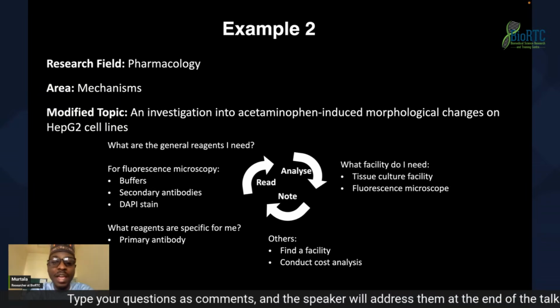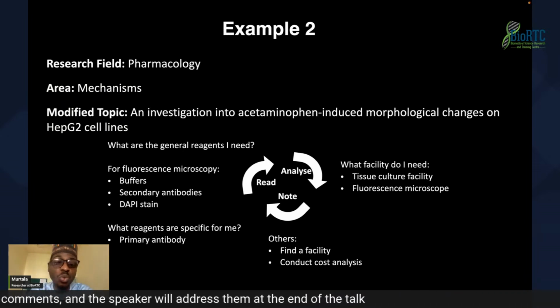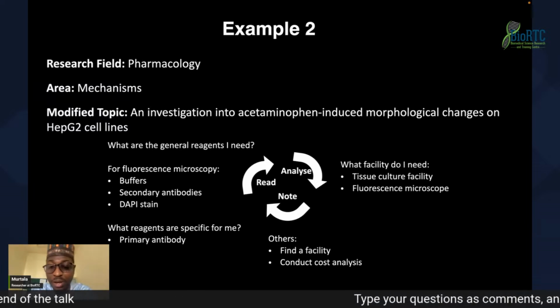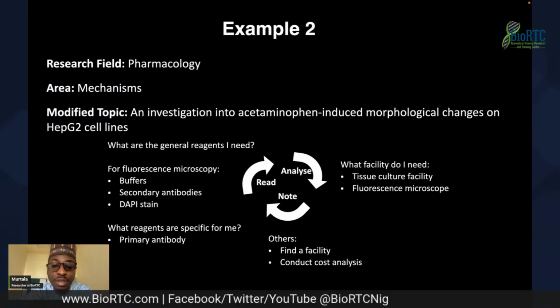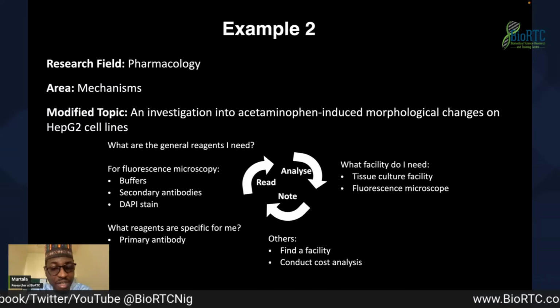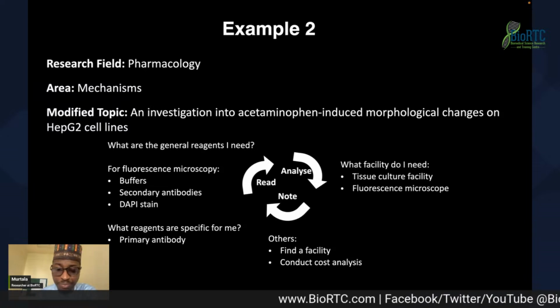So what facilities do I need? Because I'm using cells, I know that I need a tissue culture facility. Like I said, if you don't have a tissue culture facility, then you can use animals, for example. But I also need a fluorescent microscope, like a confocal microscope or a normal fluorescent microscope. So you also need to, like I said, find a facility and conduct a cost analysis.